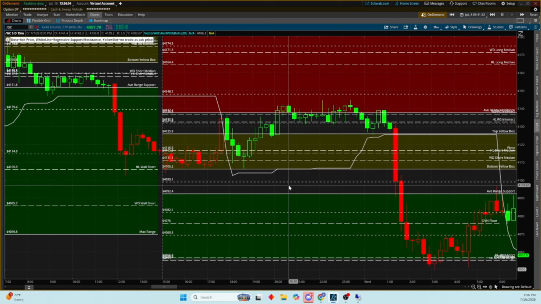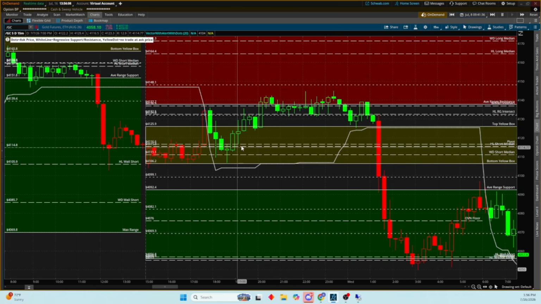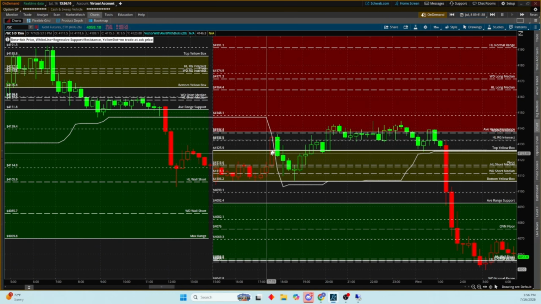But they don't happen often. Like, we don't see our short medians or long medians inside the yellow box very frequently, but when they do, that's one way to trade yellow box. Wait for that 15-minute close, retest the short median, play continuation to average range.